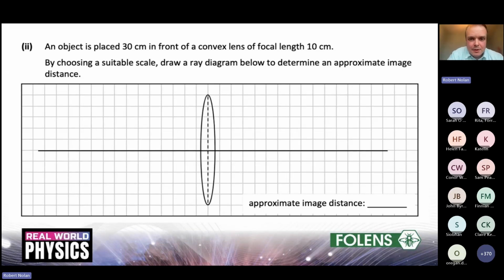An object is placed 30 centimeters in front of a convex lens of focal length 10 centimeters. By choosing a suitable scale, draw a ray diagram to determine an approximate image. So what makes this one very different is it's drawing a ray diagram to scale, where they'll have to choose their own appropriate scale, and then I presume based on the boxes, draw the ray diagram using that scale and get an actual answer for the image distance from that. Very different to what we'd have had before. Not exceptionally challenging. It might take a bit of practice, that's all.